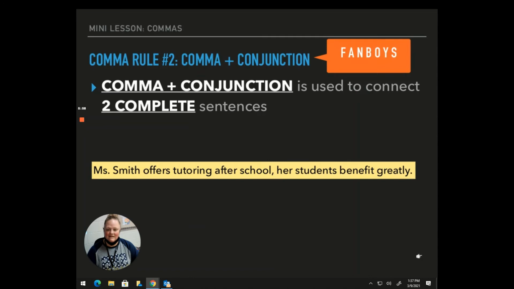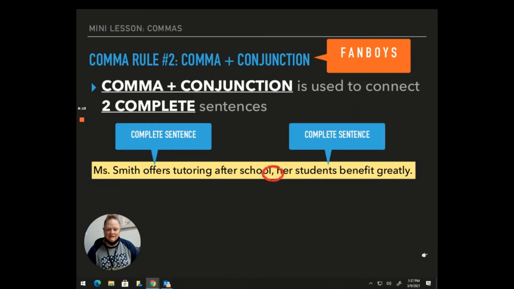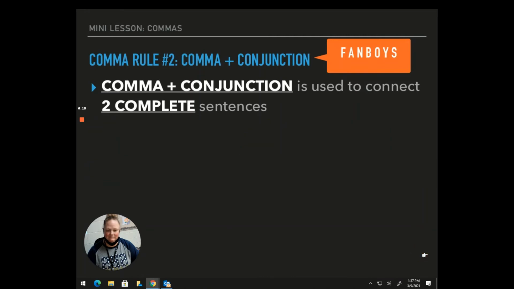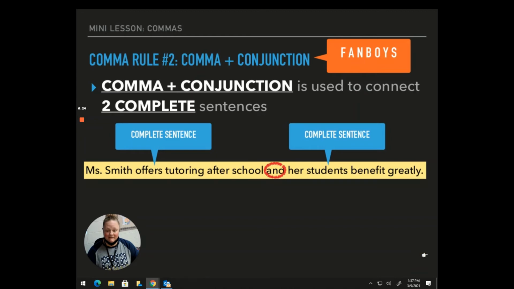Okay? Mrs. Smith offers tutoring after school, comma, her students benefit greatly. Comma splice, guys. We need a conjunction. We cannot join those 2 with just a comma. Complete sentence, complete sentence. We need a conjunction. Mrs. Smith offers tutoring after school and her students benefit greatly. Again, we have 2 complete sentences, but all we have is a conjunction. We need a comma and a conjunction. Sing it, people. You can do it.